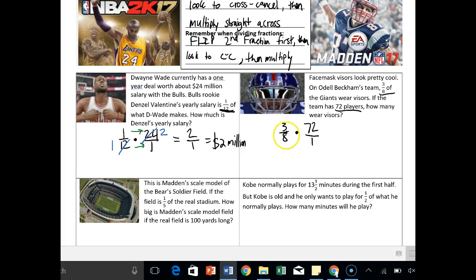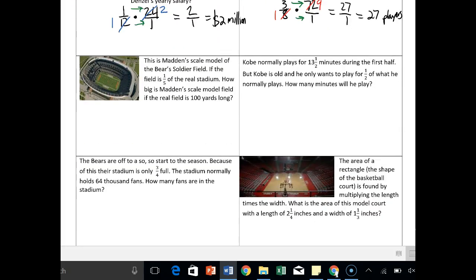So we're going to go ahead and say 72 and 8, they have 8 in common. 8 divided by 8 is 1. 72 divided by 8 is 9. Go ahead and multiply straight across. And we're going to get 27 over 1, which means 27 players have visors. All right. Move on down.